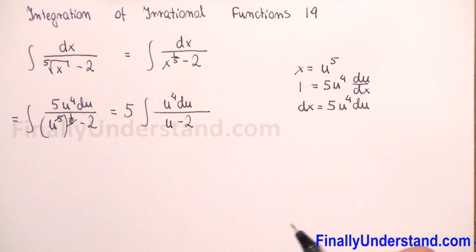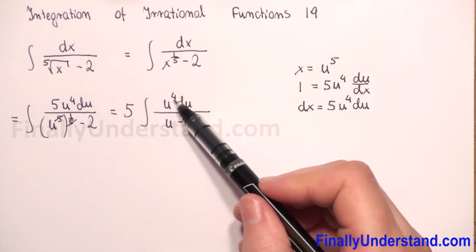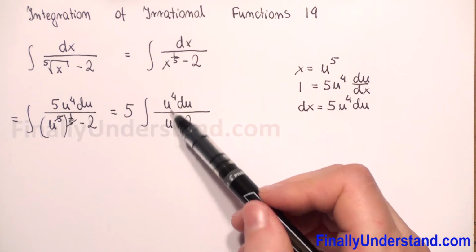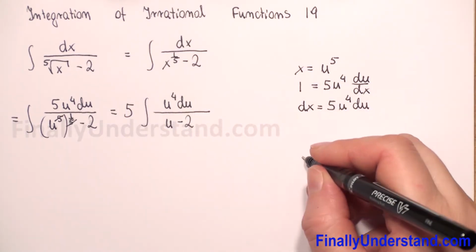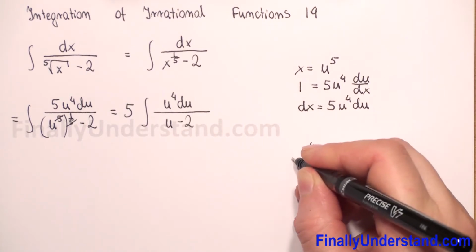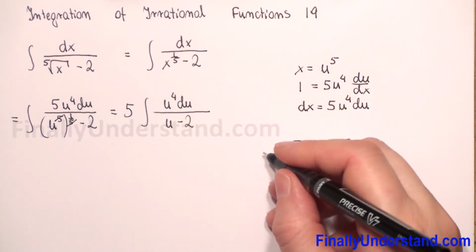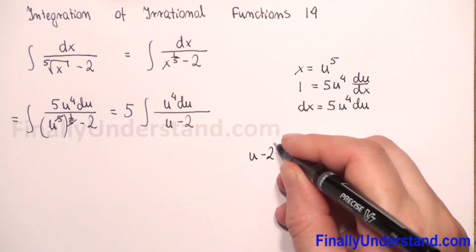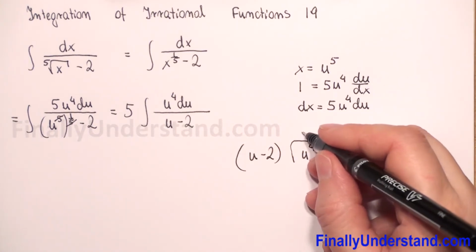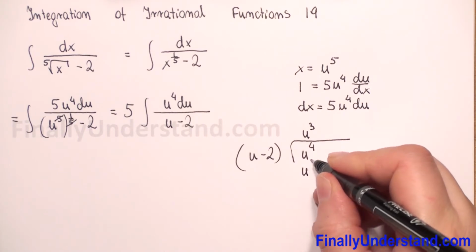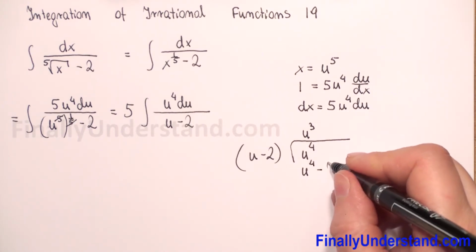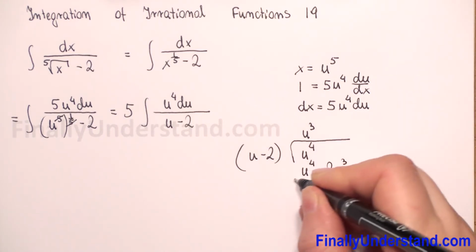So now we will do long division because we have in the numerator u to the power 4 and in the denominator we have u to the first power. So we have u to the power 4 divided by u minus 2. So it will be u to the third power. Now we have to do multiplication, it will be u to the fourth power minus 2u to the third power.